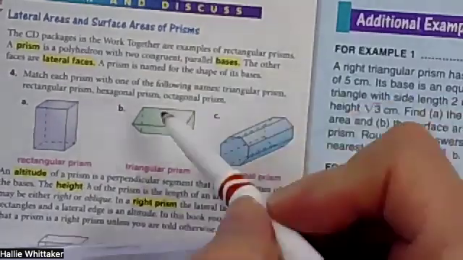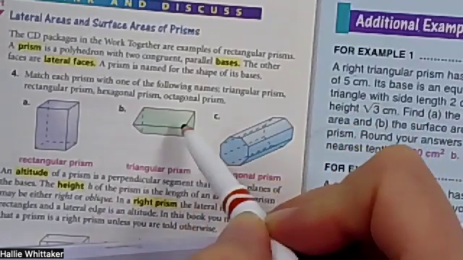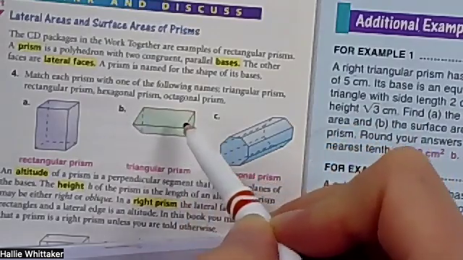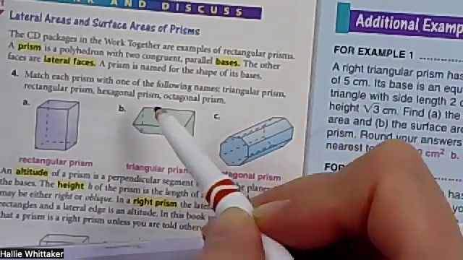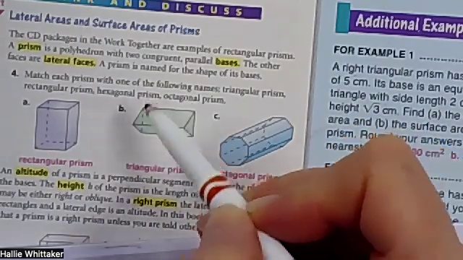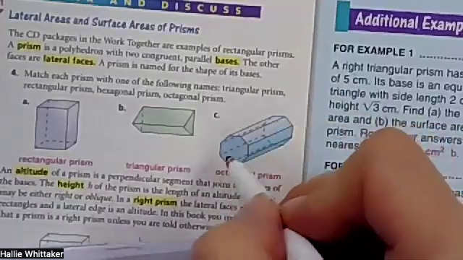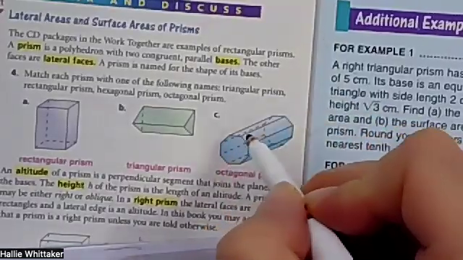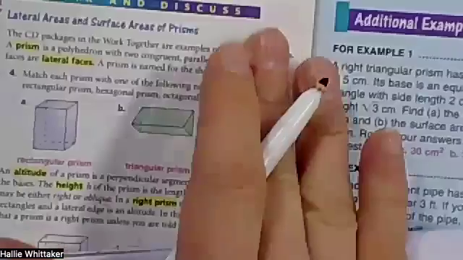Okay, now look at B. What is the shape of the lateral faces? Can y'all tell that? Yeah, so even though this is a triangular prism, the lateral faces on the side are all rectangles. Same thing over here. The base is an octagon, but the lateral faces are those really long, narrow rectangles.